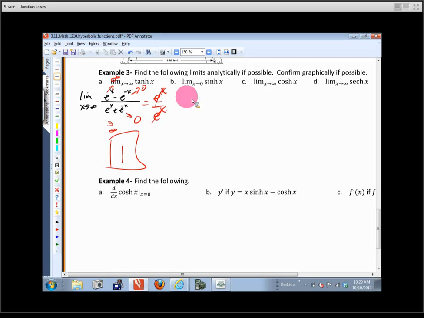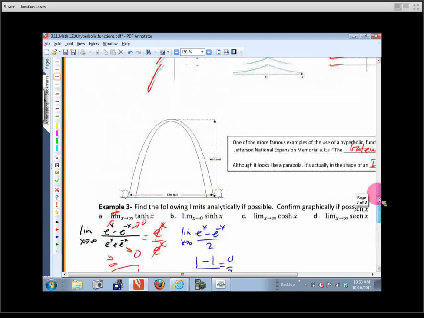This one's a little bit easier. This one's the limit as x approaches 0, e to the x minus e to the negative x all over 2. What does this one turn into? Careful. That one turns into a 1 minus a 1 over 2, 0 over 2. Answer's 0. Okay? Now, let's slide up here and take a look at this.